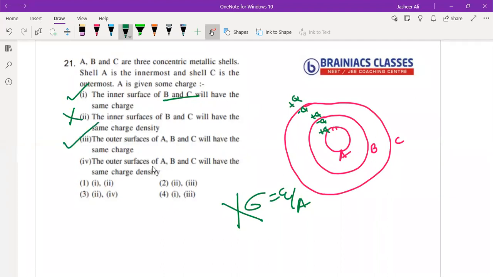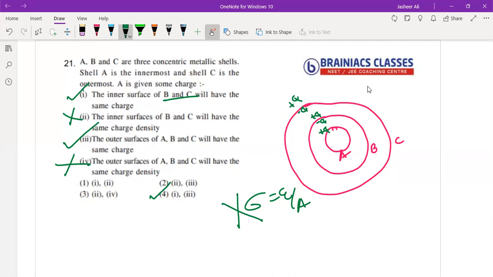Fourth point: outer surface of A, B, C will have the same charge density. No, surface charge density depends upon the area. A is a smaller circle, B is medium sized and C is a bigger circle. They have different areas. As the area is different, surface charge density, or in short charge density, will not be the same. So this is wrong. Option 1 and option 3 are the correct answer. This falls into option number 4. 1 and 3 is the correct answer.